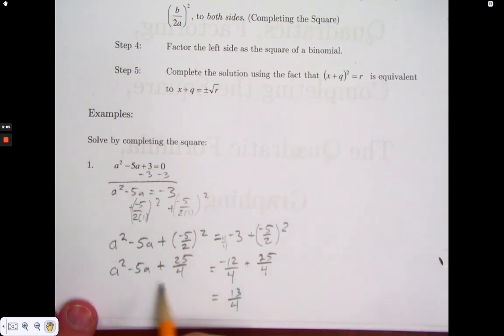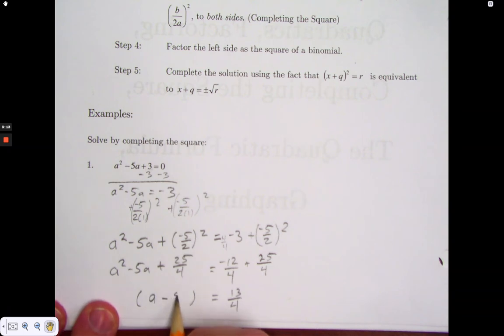Now, since we built this to be that perfect square trinomial, we know that we can factor this down to a minus our 5 over 2, because this is our b over 2a, and then it's just squared. And if you want to double check and make sure that you're doing it correctly, you can always multiply those back out, write the a minus and double check it.